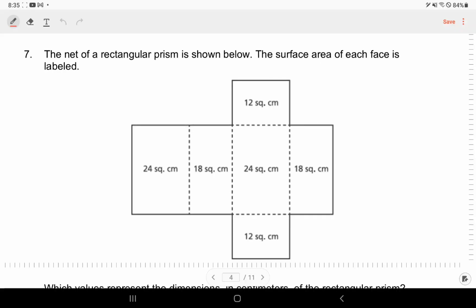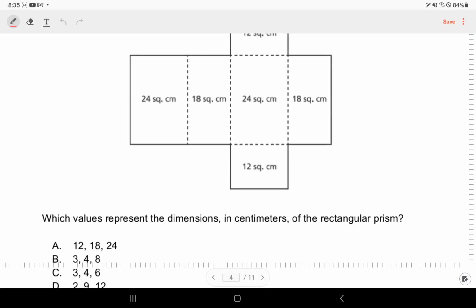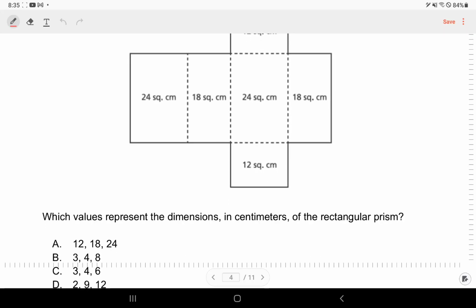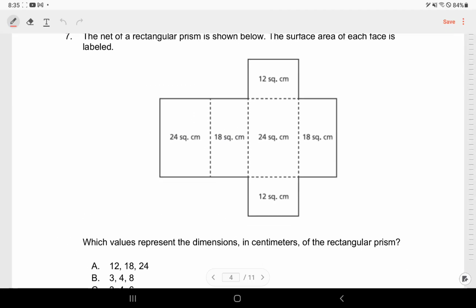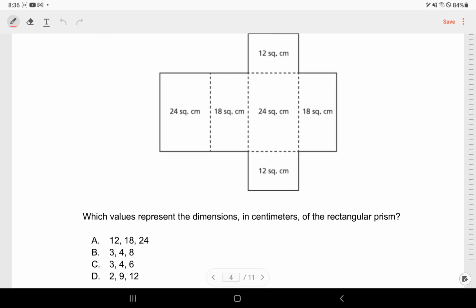So the net of a rectangular prism is shown below. The surface area of each face is labeled. Which values represent the dimensions in centimeters of the rectangular prism? Well, one of the ways to look at this is we've got 24. Well, to get 24, we can do 1 and 24, 2 and 12, 3 and 8, 4 and 6.